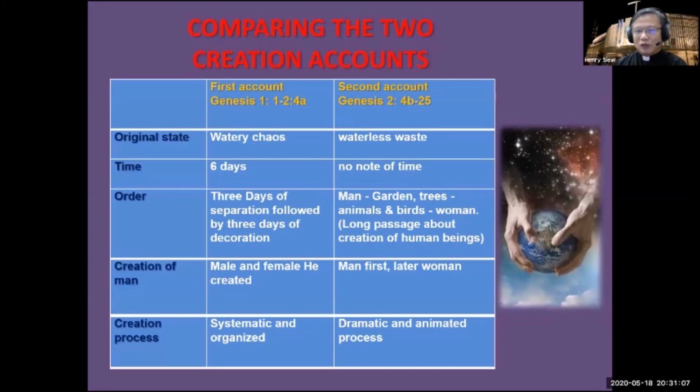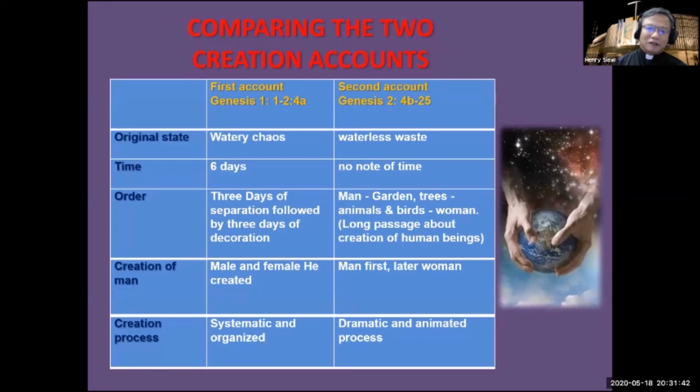There is no division into the first day, second day, third day, and so forth. And then the order of creation. In the first account, first you have the descriptions of 3 days of separations. How God separated the darkness and light. God separated the water above and water below. God separated the dry land and the wet land. And then 3 days of decorations. God put in this particular phase certain items, and then at another space, some other items, and so forth.